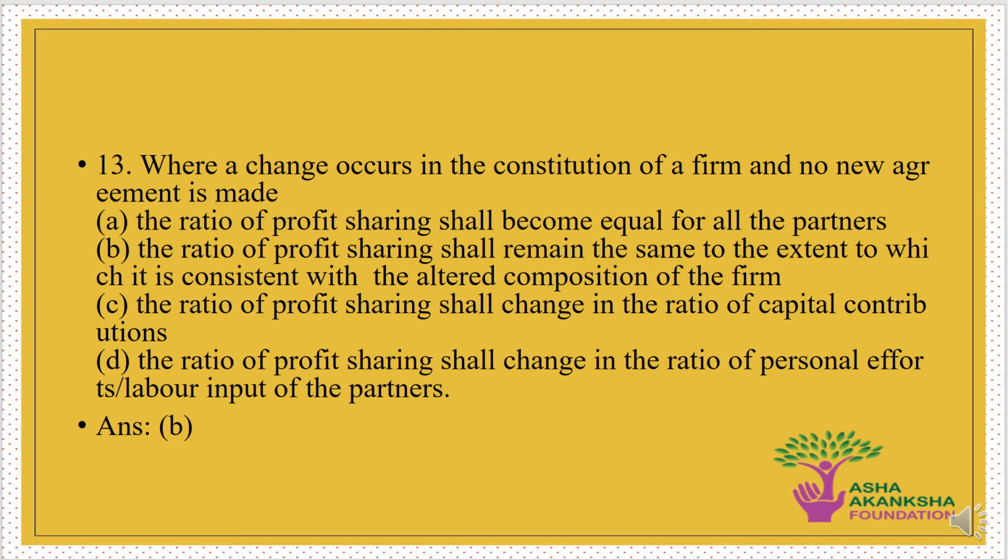The next question is, where a change occurs in the constitution of a firm and no new agreement is made, which of the following then is correct? Options are A, the ratio of the profit sharing shall become equal for all the partners; B, the ratio of the profit sharing shall remain same to the extent to which it is consistent with the altered composition of the firm; C, the ratio of the profit sharing shall change to the ratio of the capital contribution; D, the ratio of the profit sharing shall change to the ratio of the personal efforts, labor input of the partners. The correct answer to this question is option B, that is, where a change occurs in the constitution of a firm and no new agreement is made, then the ratio of the profit sharing shall remain same to the extent to which it is consistent with the altered composition of the firm.